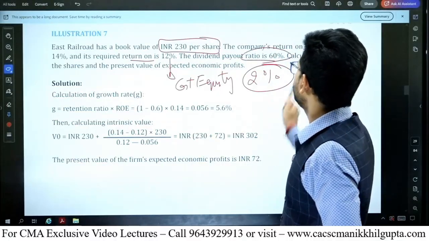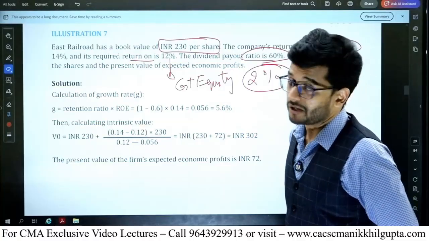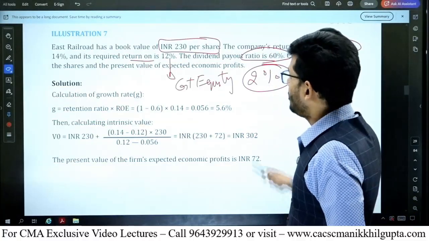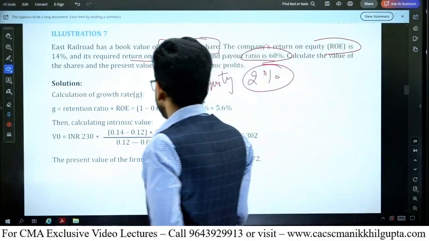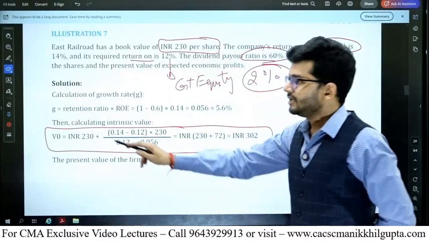The dividend payout ratio is 60%. Calculate the value of the share and present value of the expected economic profits. So whatever profits are going to be generated, you have to calculate the present value of the profits. Now, in this particular question, we are going to apply the Gordon's formula, right? This is the normal Gordon's formula.